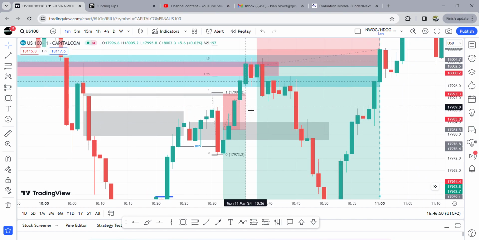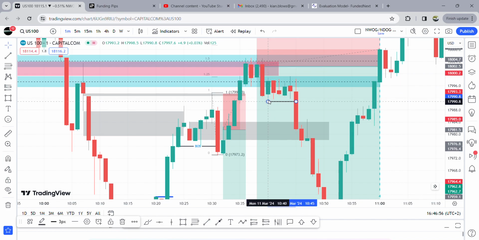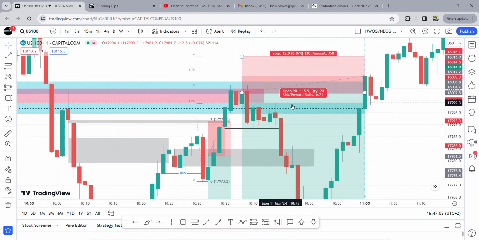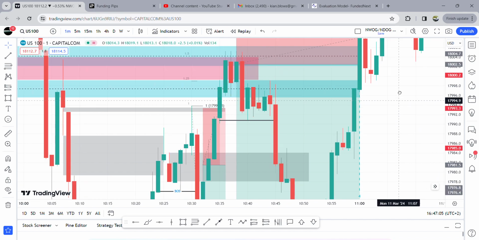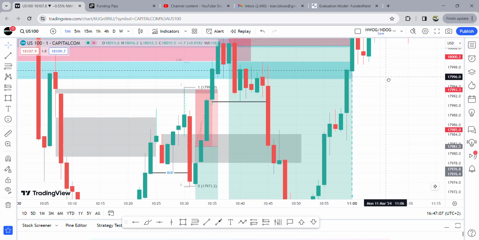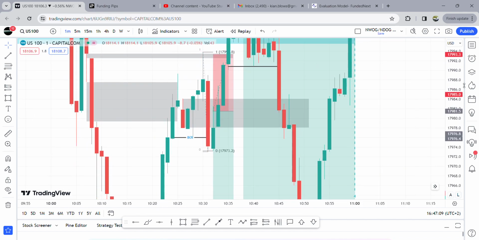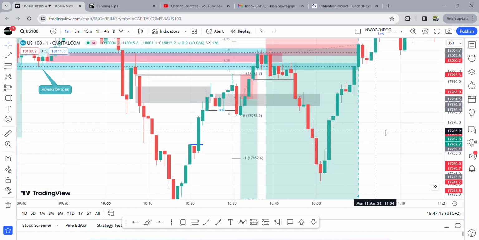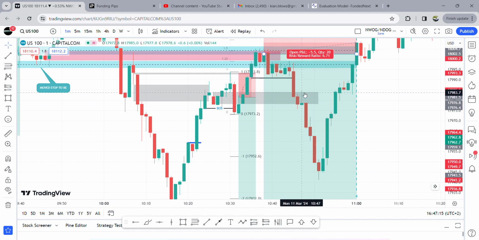Let's see. So we've got here, that's now the breaker structure. So at that point, fair value gap, swing, breaker structure. That swing high is important. Can put my stop above there and feel confident about it. And then I have a re-entry here.